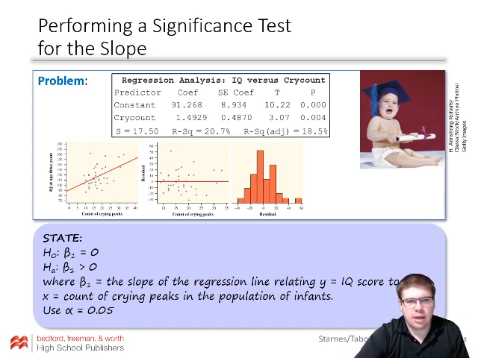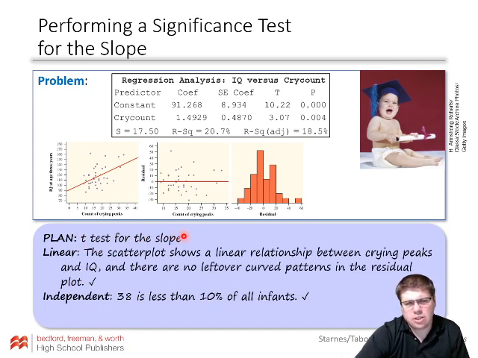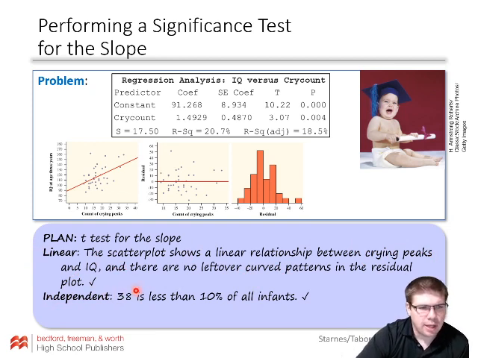So then we go into our plan. So this is a linear regression t-test, or t-test for the slope. And LINER. So first, is it linear? The scatter plot looks okay. The residual plot doesn't show any curve. So yeah, it seems like the linear model is appropriate.